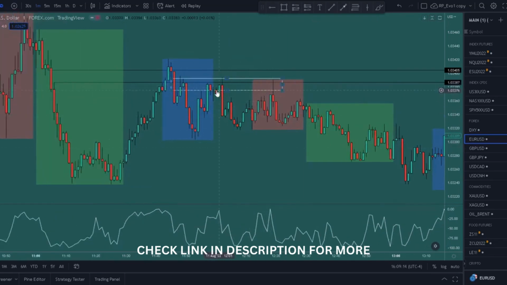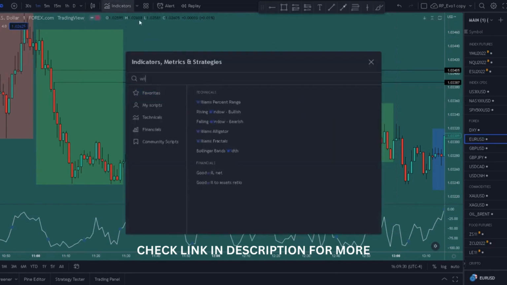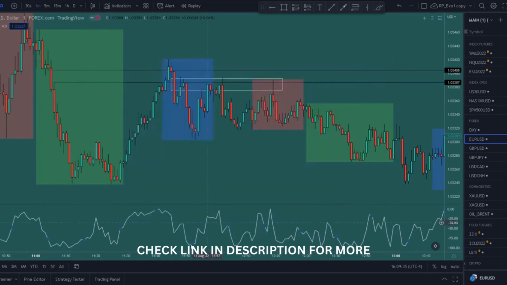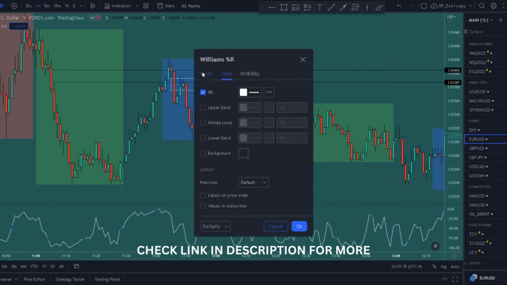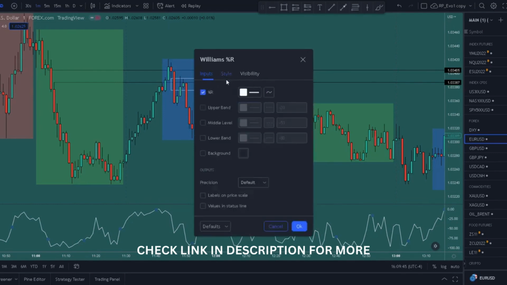And also, let's look at this imbalance. When this imbalance was created, you can notice below the Williams percent R. Oh, let me show you the settings first, right? So Williams percent R, if you go to indicators, I'm using the very first one, Williams percent range. I'm using these inputs: length 12, source close, fill the gaps, timeframe chart. Style is however you want it. I have all of this off. All I care about is this line here.